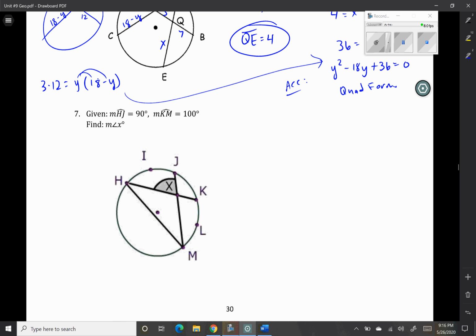Let's look at 7. It tells us the measure of arc HJ is 90. It tells us that KM is 100. And it wants us to find x. This extra segment here is just there to confuse you. The angle is equal to half of the sum of the two arcs. So we wind up getting 95.